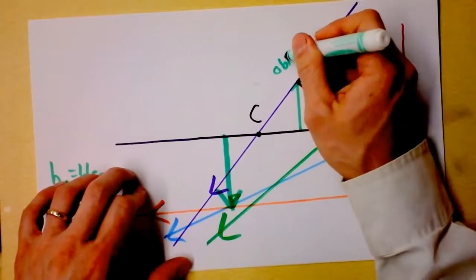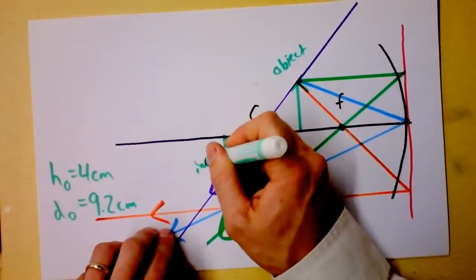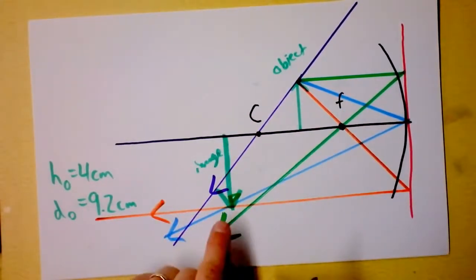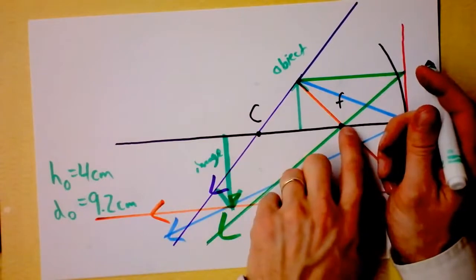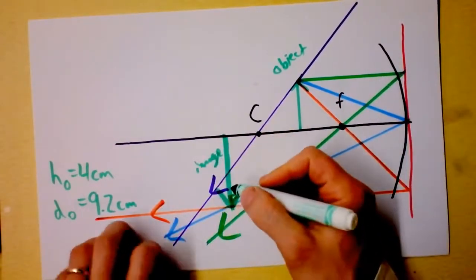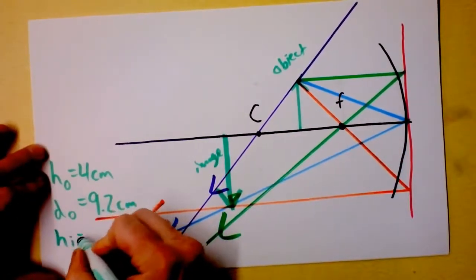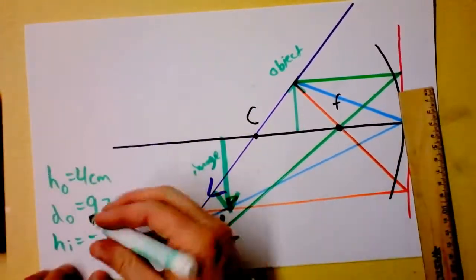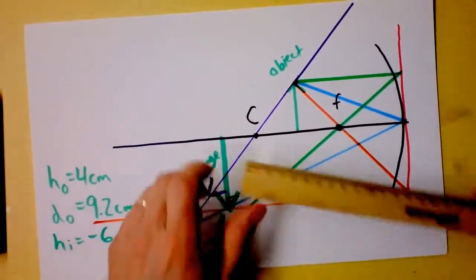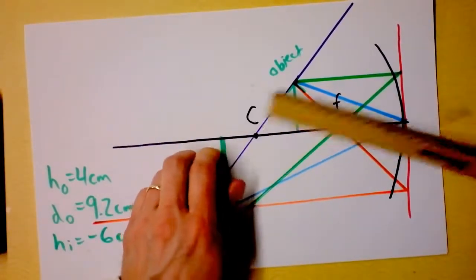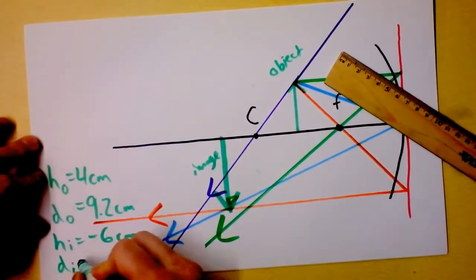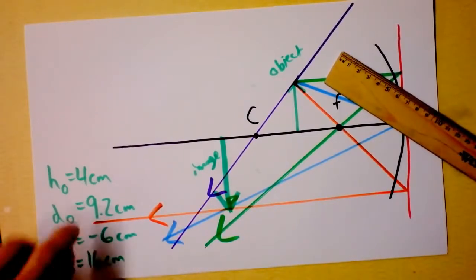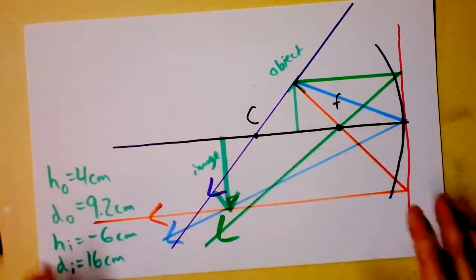So we've got an object here, and we've got an image here. Notice that the image is still inverted. It's upside down, but it's bigger now than the object is. So if I'm in between C and F, then I get this, oh man, the image is inverted. So I'm going to say the height of the image is negative something. Let's find out how big it is. It looks like it's negative 6. And the distance of the image is 16 centimeters. This is on the proper side. So it kind of looks like we're doing a 50% increase kind of thing. These ratios all kind of make sense.